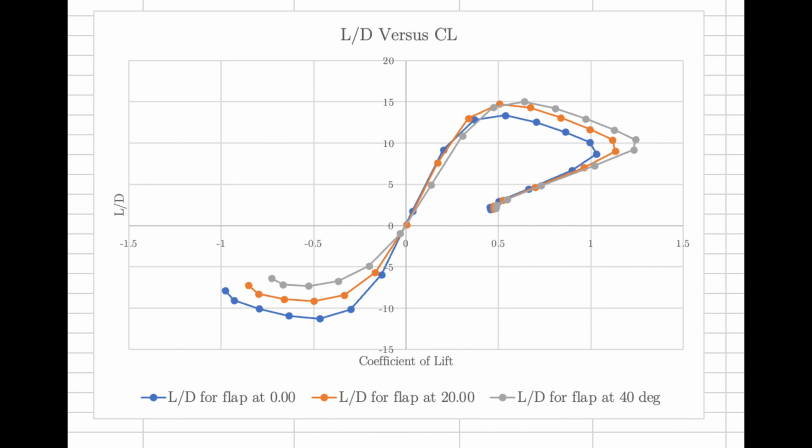The maximum lift to drag ratio, which was around 14, was attained at a 40-degree flap deflection. This is less than the value specified in the manufacturer's datasheet for the UAV, but this is probably because the wind tunnel test was conducted at a lower wind speed.